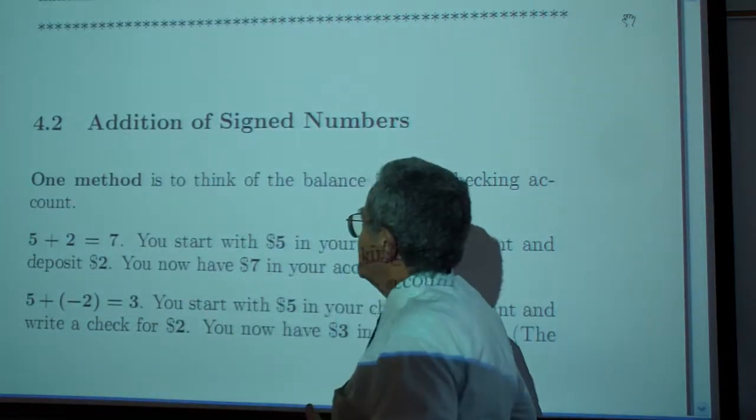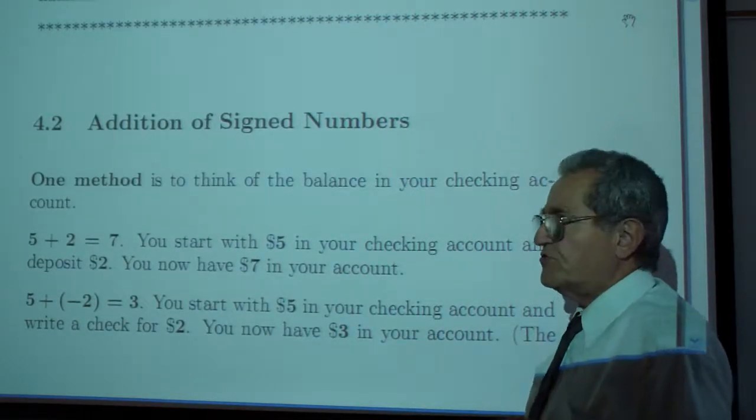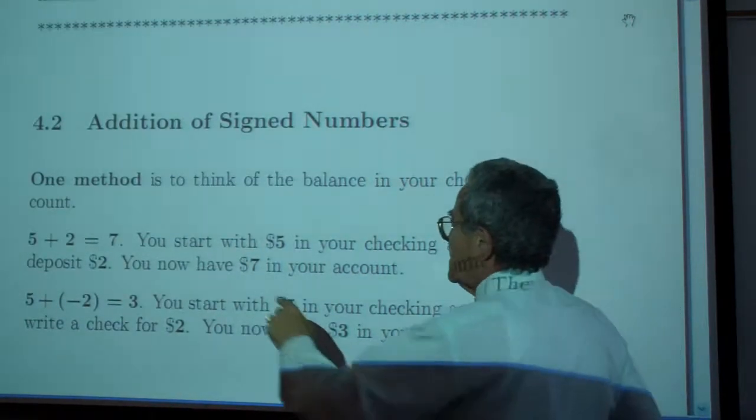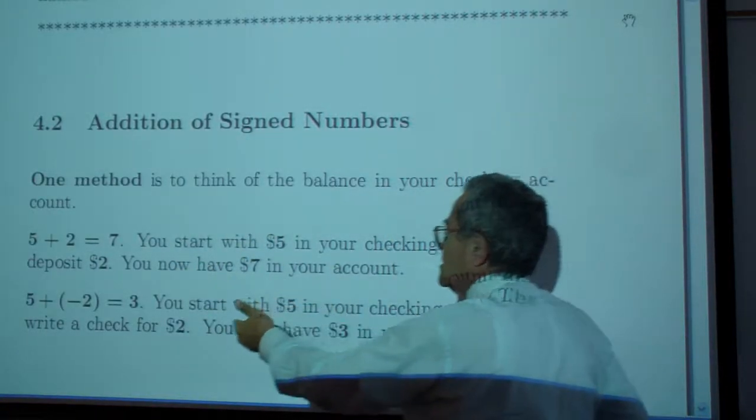Let's talk about addition of signed numbers. There are different methods you can use. You pick the one that suits you. 5 plus 2: you start with $5 in your checking account, okay?